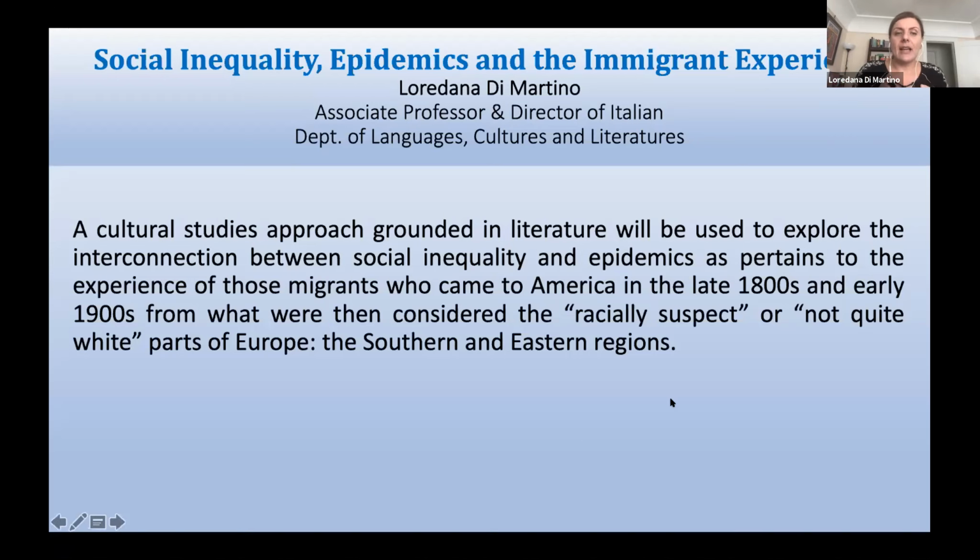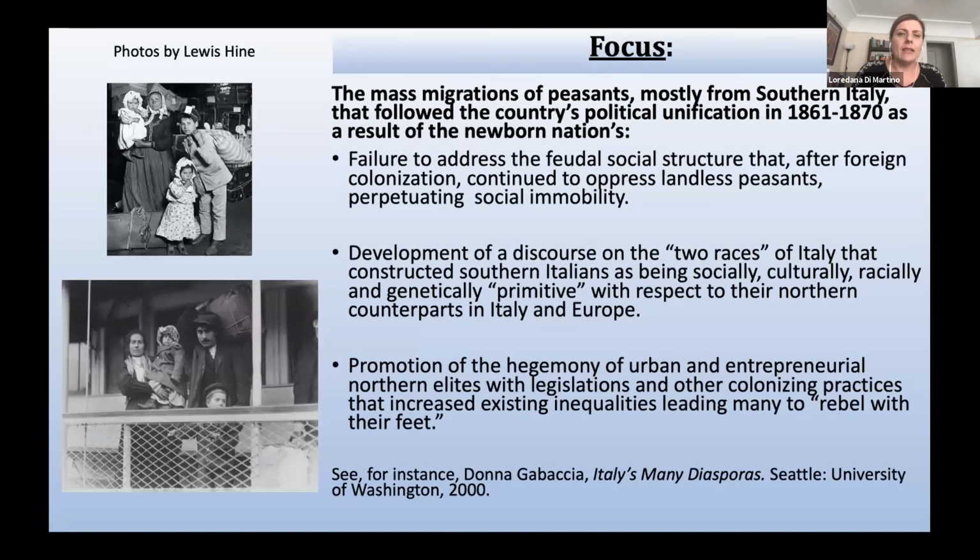I will use a cultural studies approach grounded in literature to explore the interconnection between social inequality and epidemics as it pertains to the experience of those migrants who came to America in the late 1800s and early 1900s from what at the time were considered the racially suspect, not quite white parts of Europe, Southern and Eastern Europe. My focus will be the mass migrations of peasants, the ones you see represented in Lewis Hine's photography, mostly from Southern Italy.